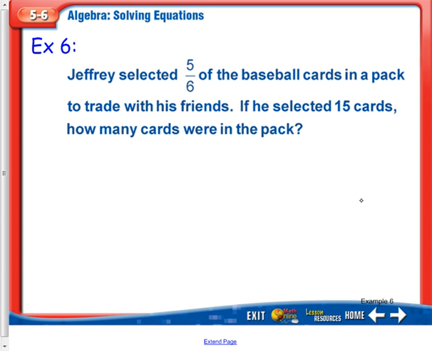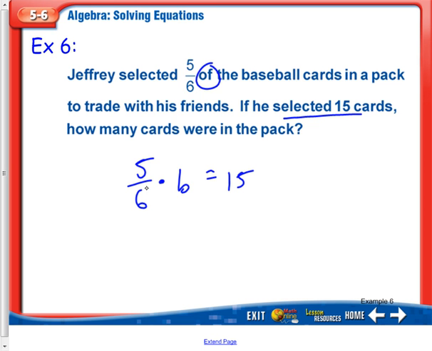For example 6, Jeffrey selected 5/6 of the baseball cards in a pack to trade with his friends. If he selected 15 cards, how many cards were in the pack? So again, 5/6 of baseball cards. So I'm going to say 5/6 times B, and he selected 15 cards.